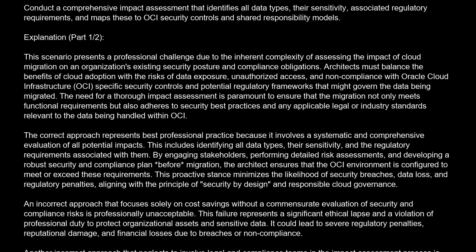The correct answer is D. Conduct a comprehensive impact assessment that identifies all data types, their sensitivity, associated regulatory requirements, and maps these to OCI security controls and shared responsibility models.